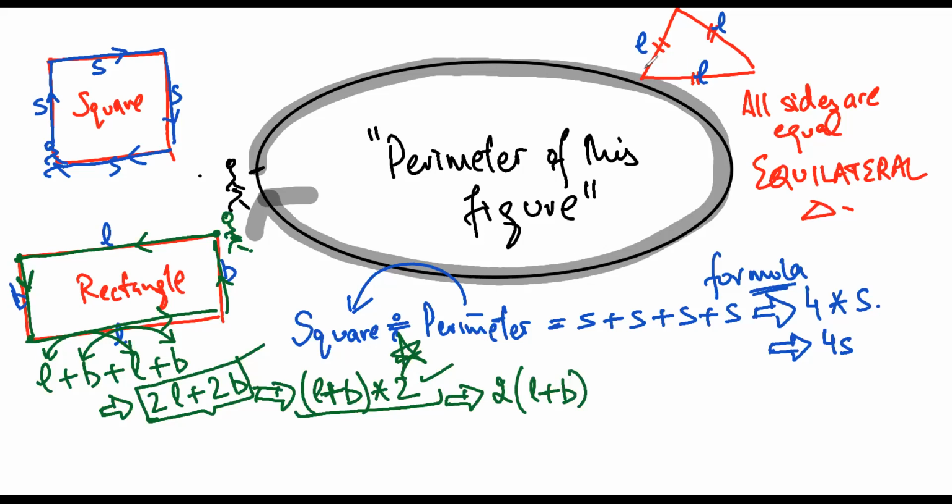Now let us find the perimeter of this. Mr. Sarthak, what do you think would be the perimeter of an equilateral triangle? 3 into sides. Very nice. You can start from here, go this side, then this side, then come back. So it will be L plus L plus L, which is 3 into L, or 3L. Any doubt, Mr. Sarthak? No, sir.